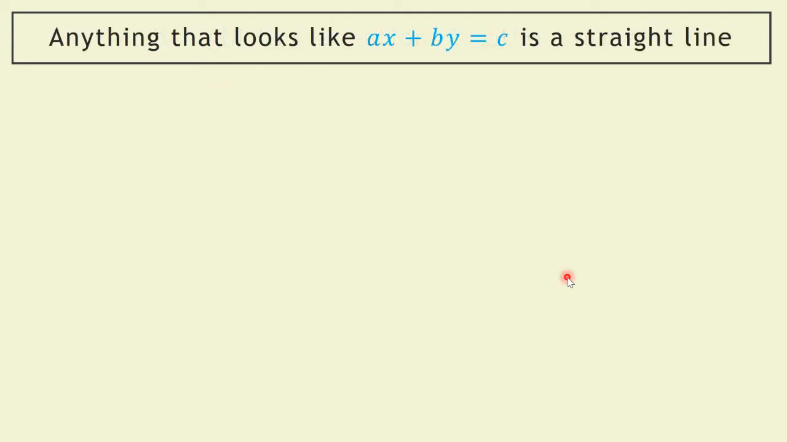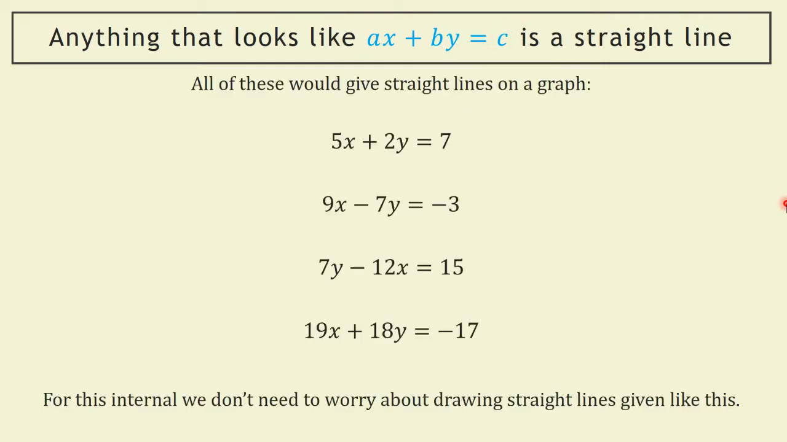So anything that looks like some number of x's plus some number of y's is some number, is a straight line. All of those things would give you straight lines. Okay, any of those things are straight lines. You don't need to worry about drawing them if they're given in that form. We only need to worry about the y equals some number of x plus something, that sort of thing. But all of those sorts of things are straight lines.